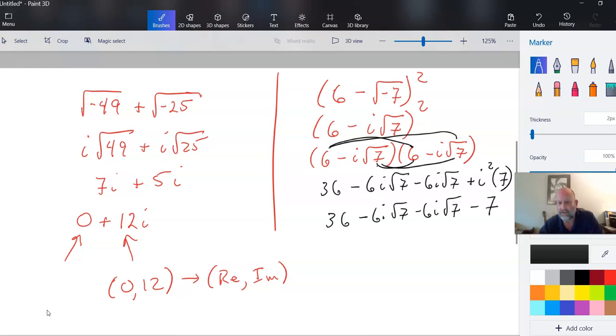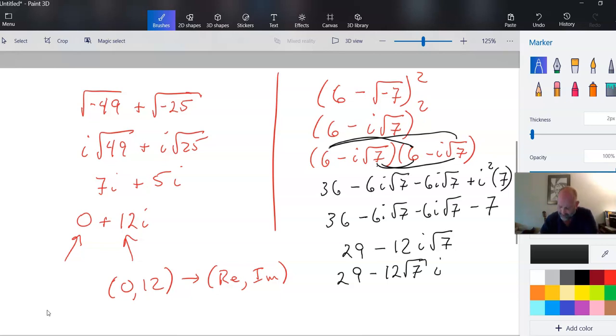Right? Now we can just collect our like terms. 36 minus 7 is 29. And then here, the i root 7 is really kind of like the unit, right? Because that's all one radical piece. So what this ends up being is minus 12i root 7. Now, that's a pretty common way to write it. And it's my habit to write it this way. But if you are truly going to put it in standard form, the i has to come last. So this is 29 minus 12 root 7 times i.